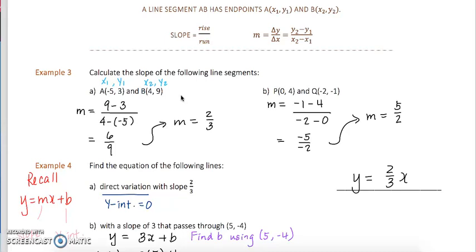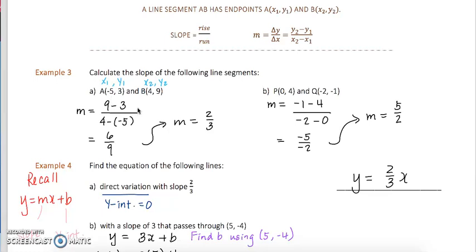So when you're starting out, if you're not too familiar with the notations x1, y1, x2, y2, I would suggest that you write them above each number in the ordered pairs. And so to calculate the slope of line segment AB, you take y2, which is 9, subtract y1, which is 3, and divide it by x2, 4, minus x1, which is negative 5.